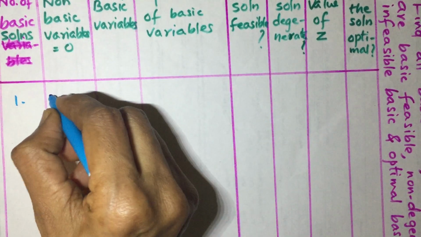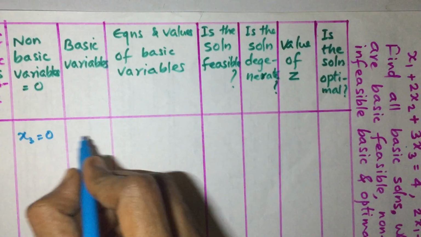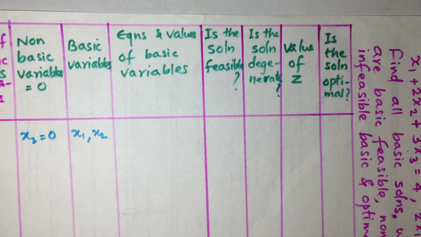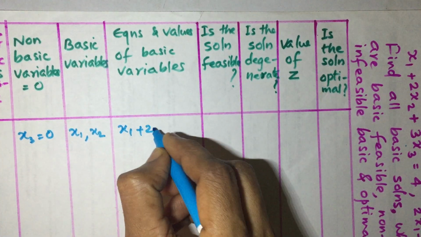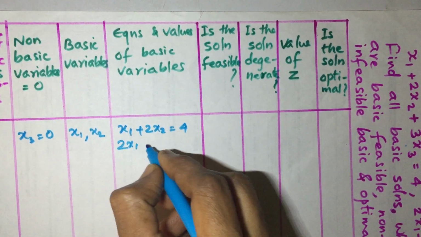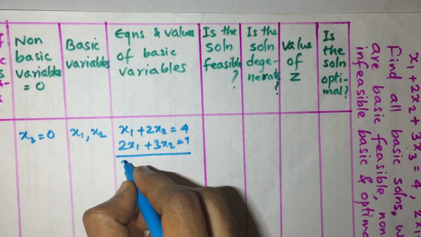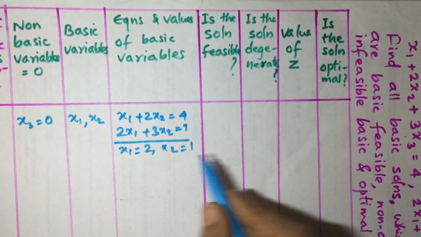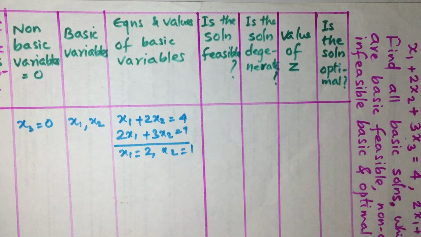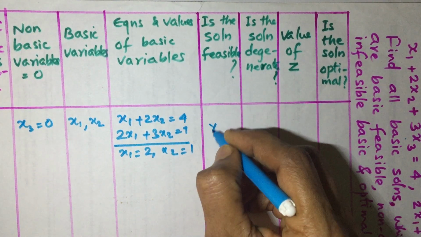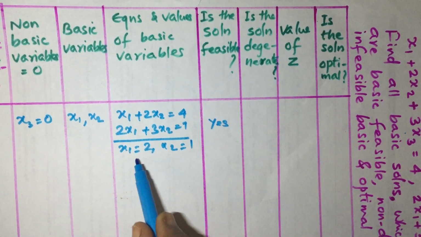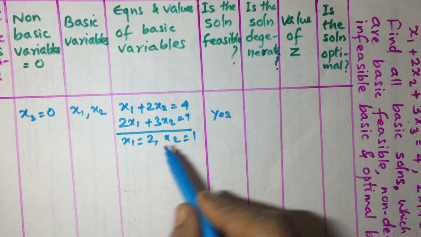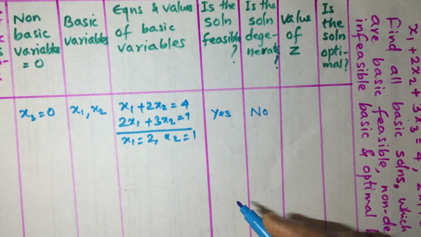So suppose I am keeping x3 equal to 0 here, then the basic variables will be x1 and x2. Then putting x3 equal to 0, the equations you will get are x1 plus 2x2 equal to 4 and 2x1 plus 3x2 equal to 7. Solving this, you will get x1 equal to 2 and x2 equal to 1. Now is the solution feasible? All the values here are positive. Therefore, here it is yes. Now is the solution degenerate? Degenerate means at least one of these values is 0. So here nothing is 0, so it is no, non-degenerate solution here.